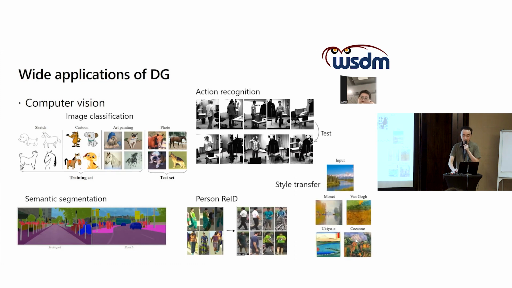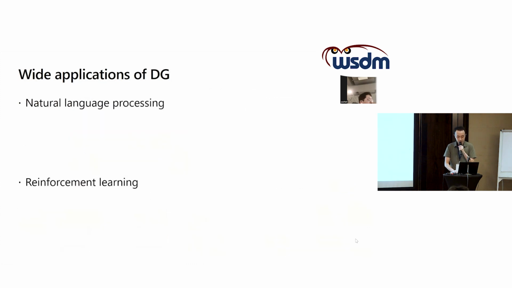Last but not least, I want to introduce something closely related to the problem of domain generalization, which is style transfer. As you can see, in the field of domain generalization, researchers also apply many ideas coming from style transfer for data augmentation problems. Okay, so that is computer vision.